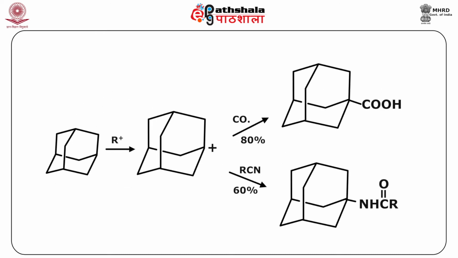In another reaction which involves the initial generation of the 1-adamantyl cation, either by means of hydride transfer to the tertiary butyl cation or from 1-bromo or 1-hydroxyadamantane, followed by trapping of the cation by carbon monoxide and acetonitrile respectively. This may be used to introduce carboxylic acid and amino functions in these adamantyl moieties.